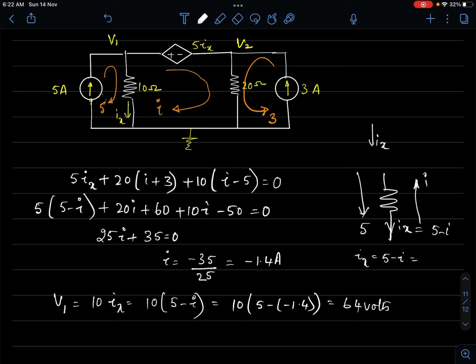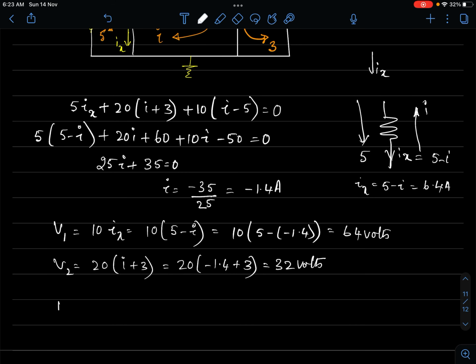In fact, Ix comes out to be 6.4 amperes. 10 times 6.4 amperes is 64 volt. Similarly, we will determine what is V2. V2 is the potential drop across 20 ohm resistance. This is 20 times the current through it in the downward direction, that is I plus 3. I we have determined, right? So we will substitute 20 into minus 1.4 plus 3. That will come to 32 volt. This is what we have done previously by nodal method.